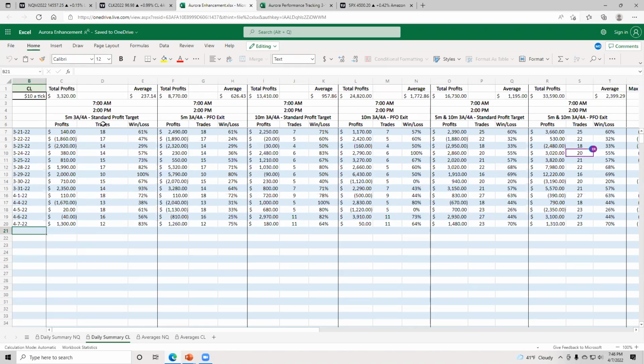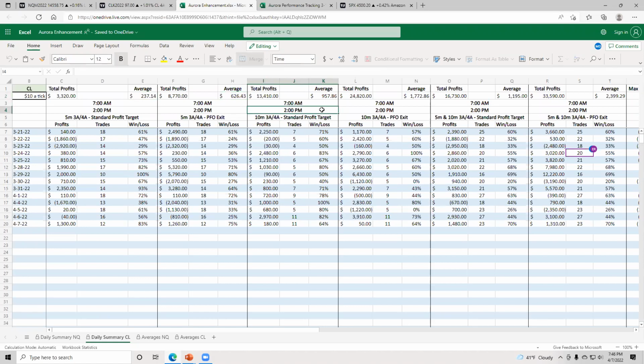It's the same sequence. It is taking the 5-minute 3A, 4A, and just looking for 20 ticks of profit. That's $237. That's only 23 ticks. That's okay. 5-minute holding for the PFO exit is 62 ticks. That's half of what we'd be looking for on a daily basis.